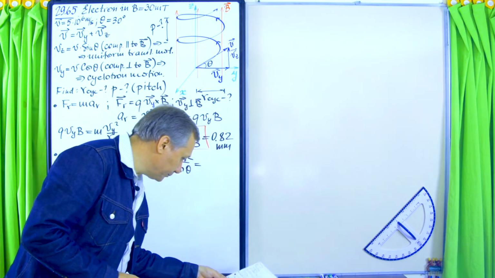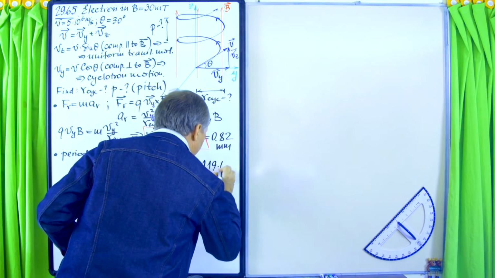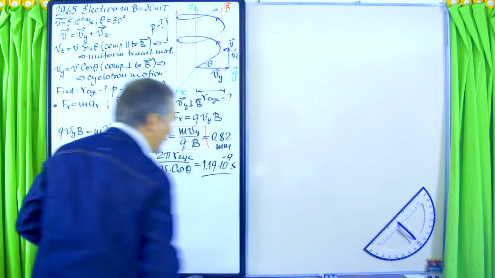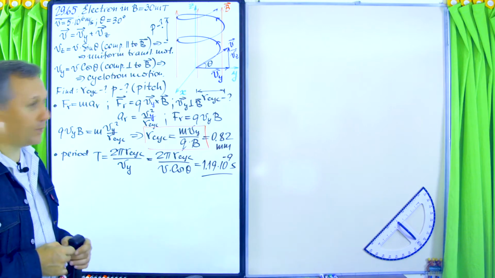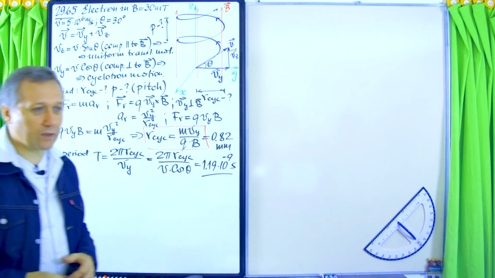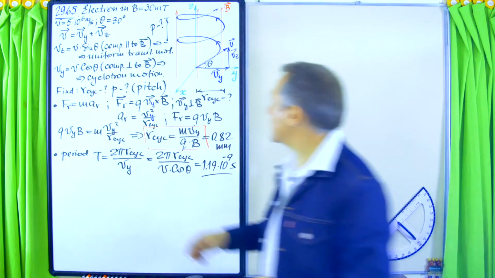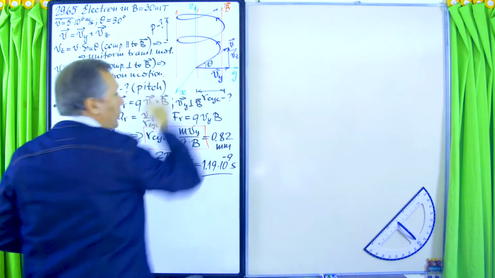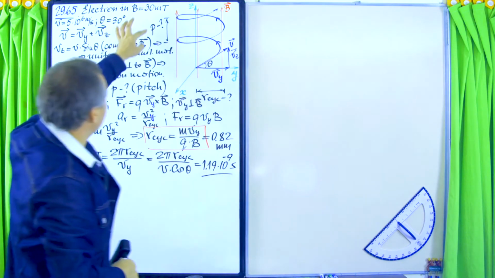The answer will be 1.19, with 3 sig figs, times 10 to the power of minus 9 seconds. So it's almost 1 nanosecond. It takes almost 1 nanosecond to complete one circle in the cyclotron motion. And it also takes 1 nanosecond for a particle to move from this point to that point in this helical motion. So now, how can we find the pitch?